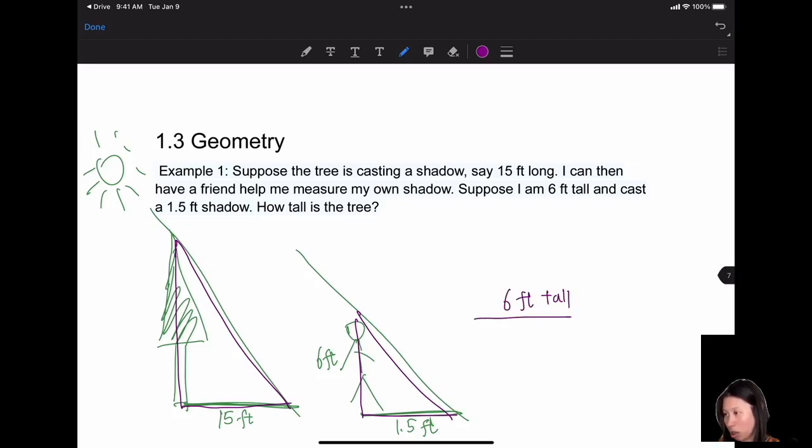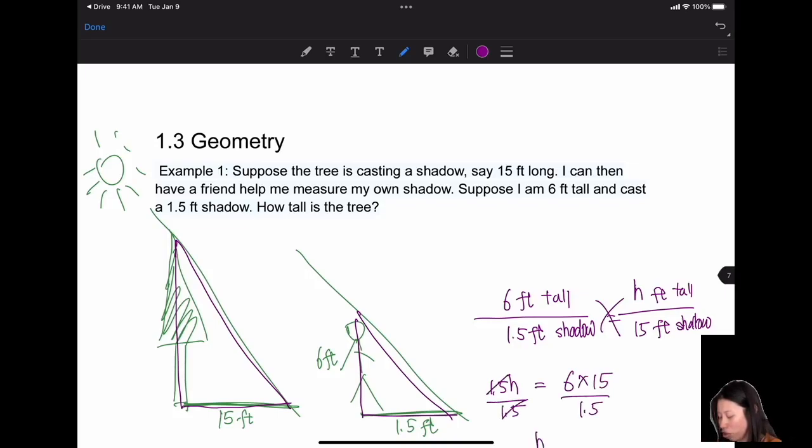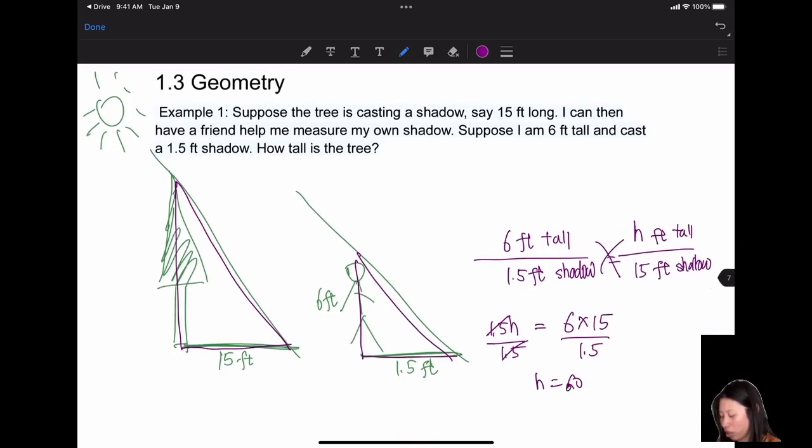So that means I am 6 feet tall over my 1.5 feet shadow should equal the height of the tree, let's say h, over 15 feet shadow. So that's the proportion that we construct. And now we can solve for h by cross multiplying. So we have 1.5h equal to 6 times 15, and then we divide by 1.5 on both sides. We get h equals 60. So that means this tree is going to be 60 feet tall.